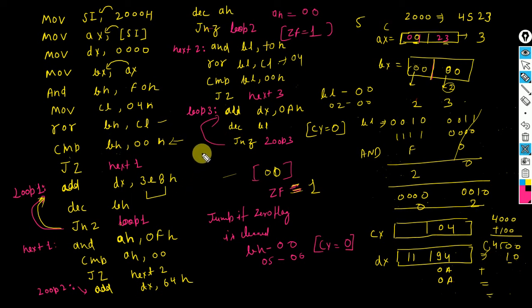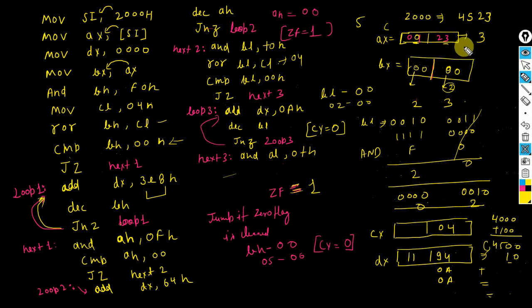So first write down the label, which is next 3, and the instruction is AND AL, 0FH. Okay, so the instruction is AND AL comma 0FH.